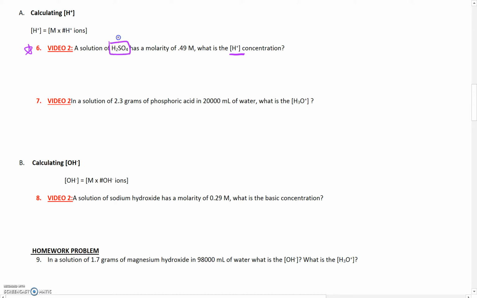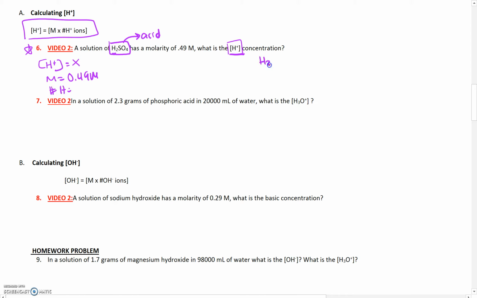So we look at H2SO4, and we know that this is an acid because it begins with the letter H, so it begins with hydrogen. So we know since it begins with H, we can right away find the H+ concentration. So your first step, since we're using this as a formula, is to figure out what each of the variables is. H+ we know is our X. M we know is 0.49. The number of H's we need to figure out by dissociating our acid.